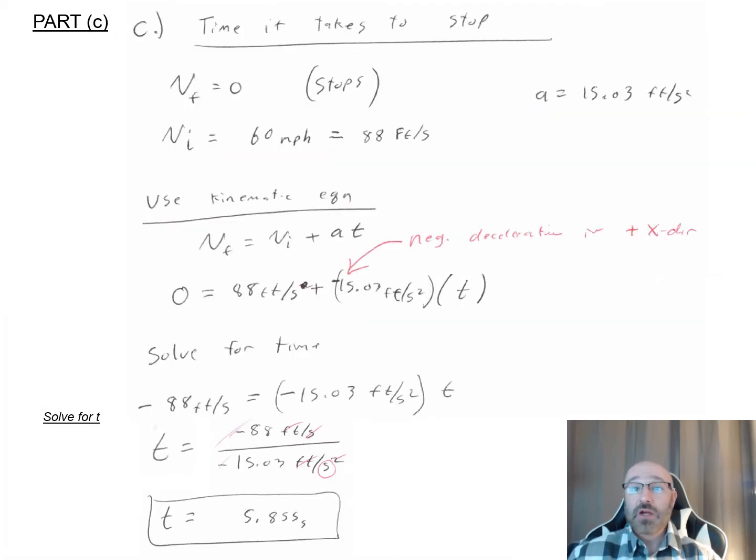Now from there, we move on to part C. In part C, they ask us to calculate the time it takes for the car to come to a stop. If the car comes to a stop, what that's telling us is that our final velocity is equal to 0. So v sub f is equal to 0 there.